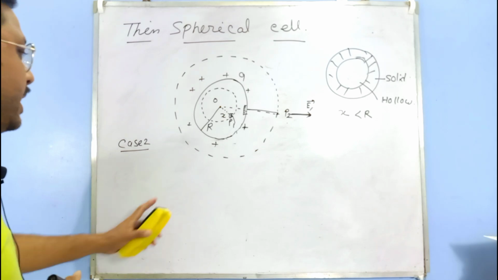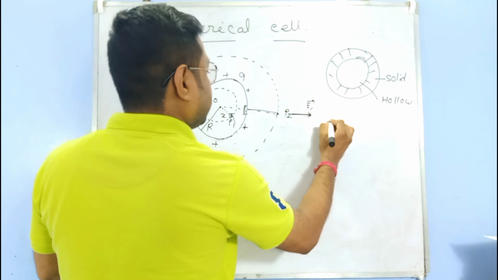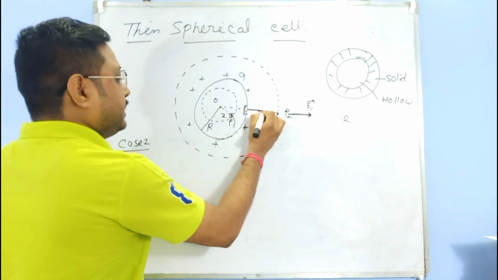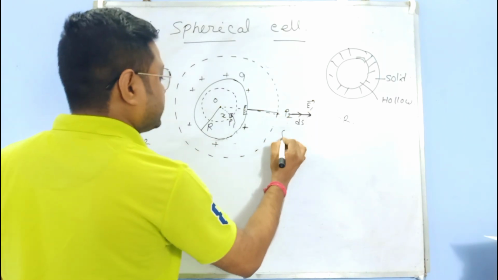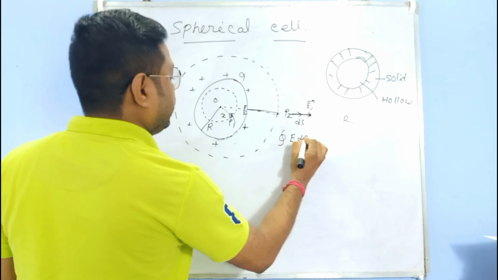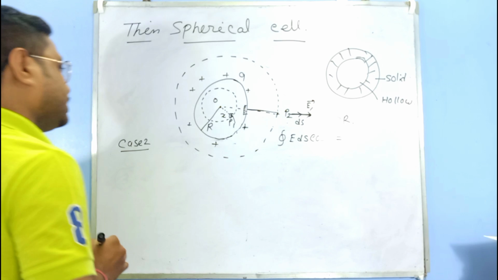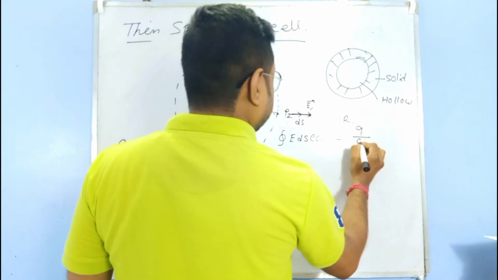So here, when x is greater than r, as the ds vector and E vector are parallel to each other, we can say that the integral of E ds cos 0 must be equal to the total charge divided by epsilon naught. What is the value of total charge? Q by epsilon naught.